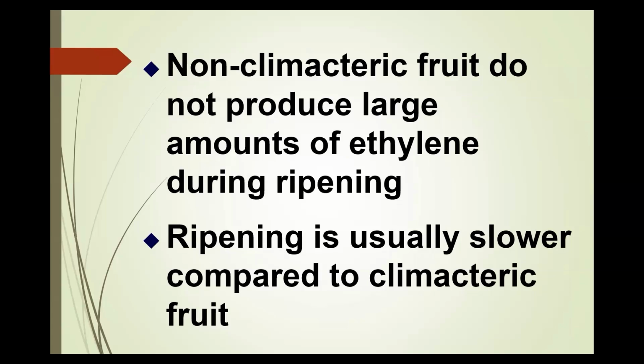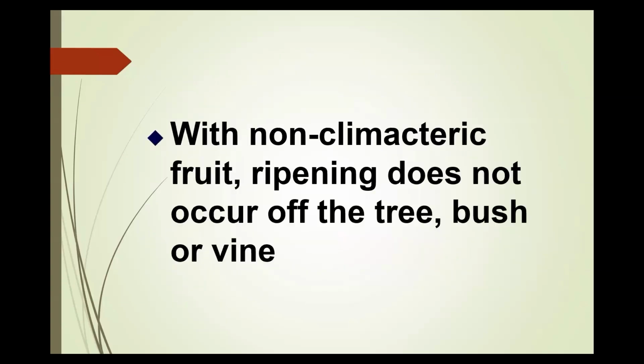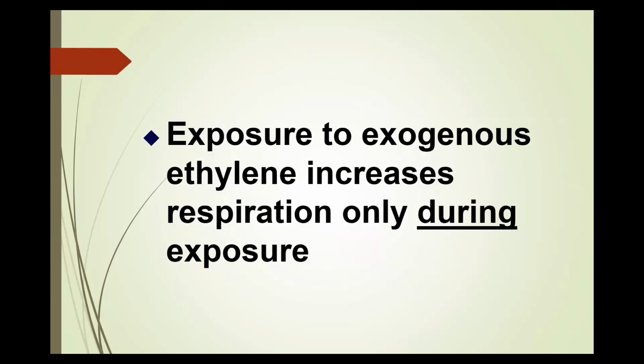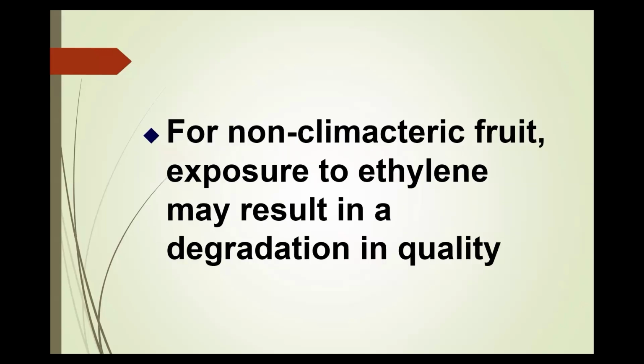Non-climacteric fruit do not produce large amounts of ethylene during ripening, and ripening is usually slower compared to climacteric fruit. With non-climacteric fruit, ripening does not occur off the tree, bush, or vine. Exposure to exogenous ethylene increases respiration, but only during exposure, and it does not trigger autocatalytic production of ethylene. For non-climacteric fruit, exposure to ethylene may result in degradation in tissue quality.